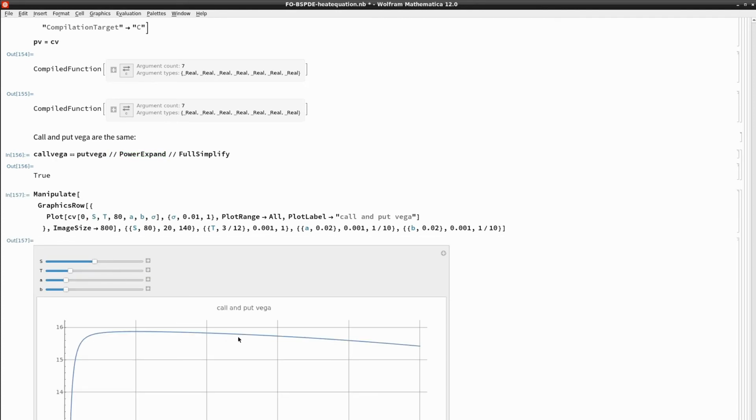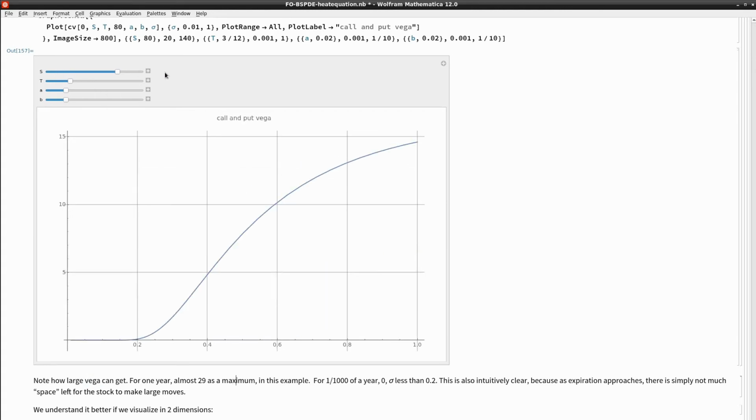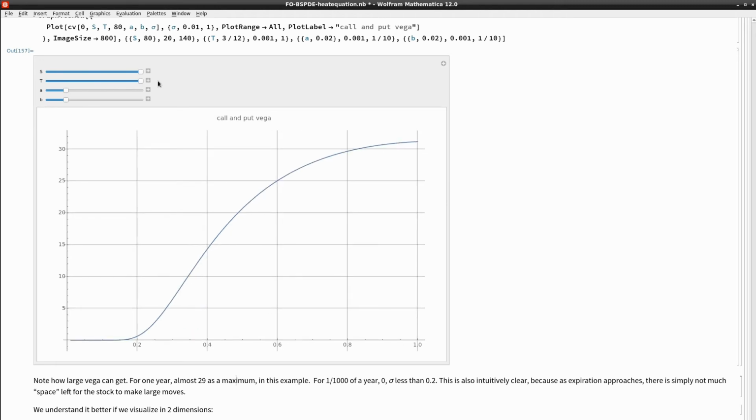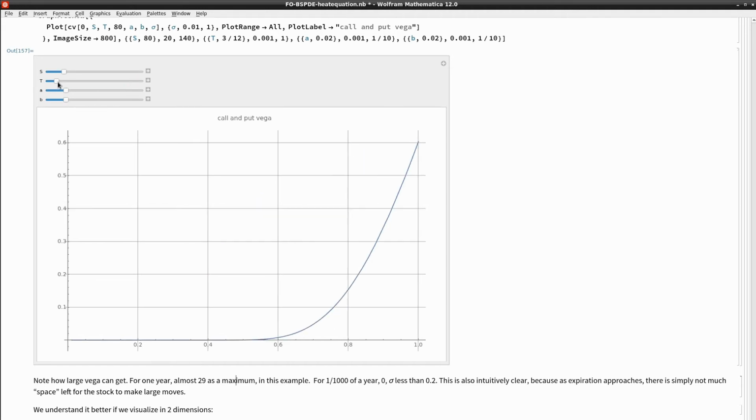Okay, so let's plot it, and here note how large Vega can get. For 1 year, in this case, we have almost 25 as a maximum. I've already played with this a little bit. So let's set T to 1 year. Yeah, we get big numbers here around 30. And this shows you how sensitive the options prices are with respect to volatility changes. Now again, this is with respect to 100% volatility change. But given that volatilities for stocks are usually between 10% and 90%, this is a big deal. These are large changes that we have.